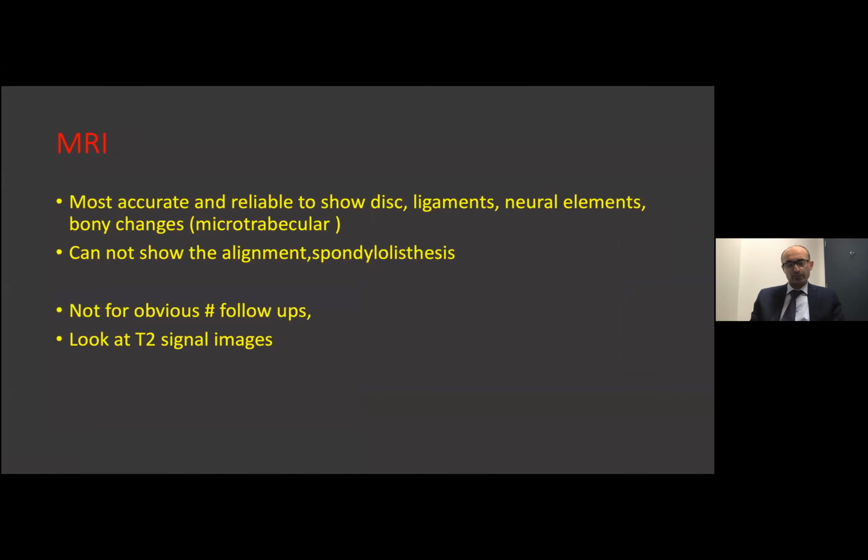MRI scan, yes, MRI is very good, but it's most accurate and reliable to show you the soft tissue, which is disc, ligament, neural elements, and rarely can show you the bony pathology if they're microtrabecular. It does not show you the alignment, as I said, or spondylolisthesis, because that's performed in the supine position. And in MRI scan, I'll normally look at the T2 signal images.